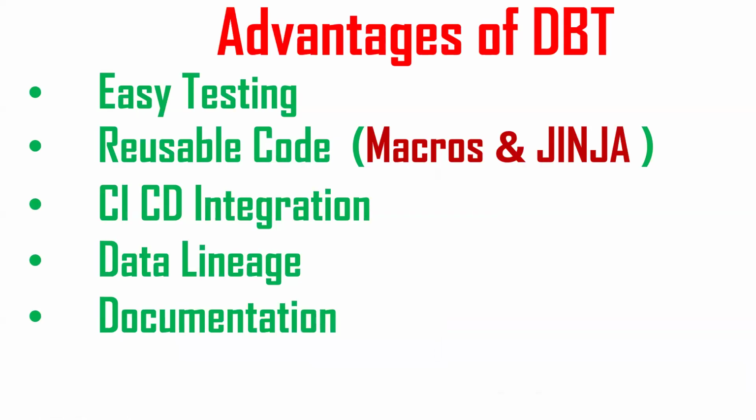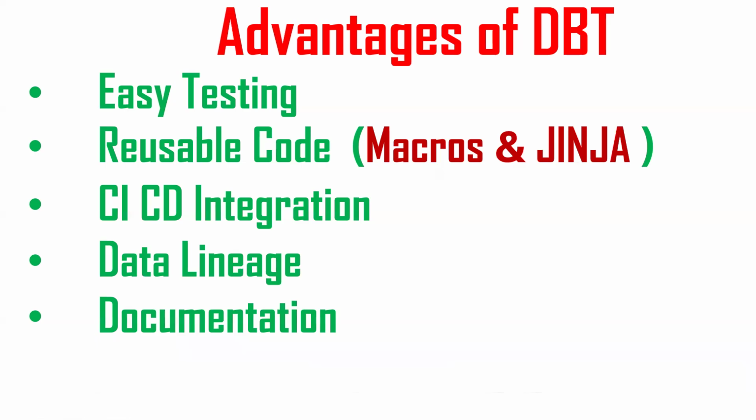Testing is possible. Ultimately we transform raw data, so we should do data quality. How can we do data quality? With the help of the testing concept. So reusability functionality is there, integration functionality is there, lineage is there, documentation. Because of all these concepts, DBT has an advantage. That's the point.